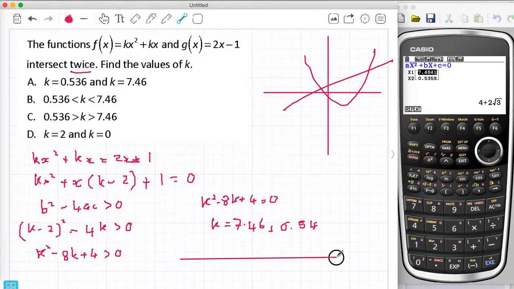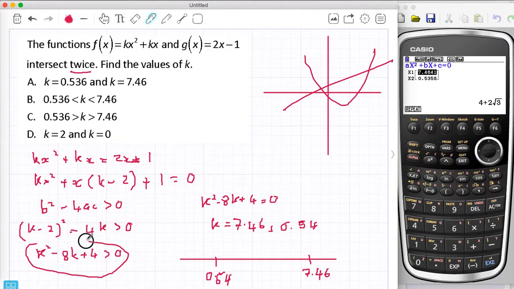So I'm going to get my number line like this, and on my number line I'm going to write down the critical values. So this is 7.46 and 0.54. And I'm going to put three different values into this equation. This is very important because this was the inequality that I had. And I'm going to put in one from here, so less than 0.54. So I'm going to put 0 in. When I put 0 in, I get 0, take away 0, plus 4. This will work.